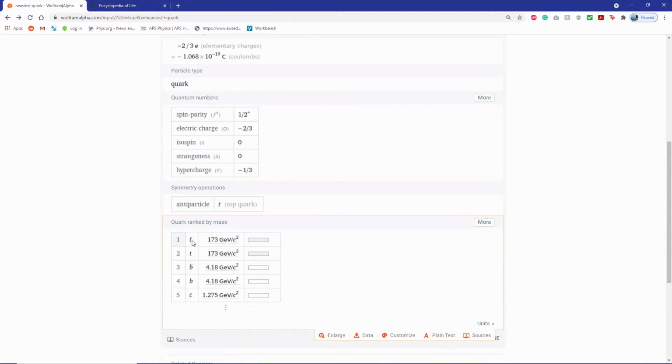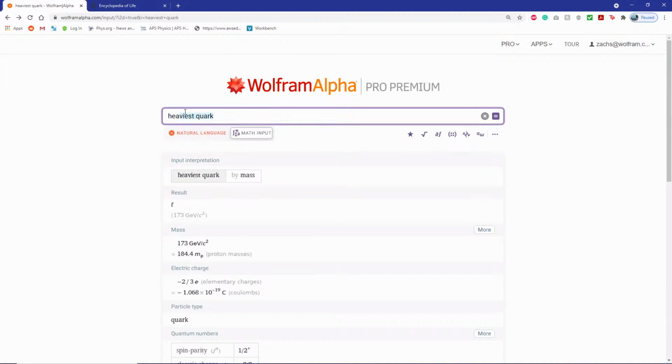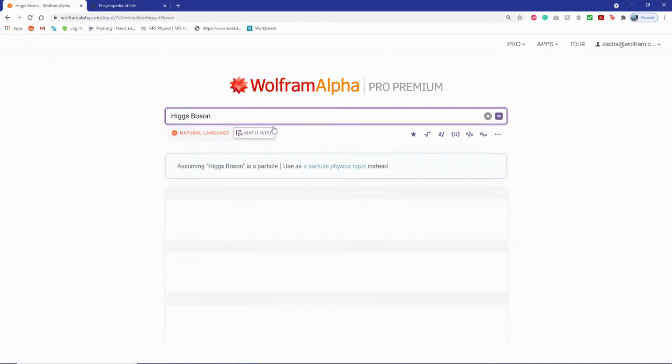This bar on it means that it's the anti-quark. This is the top quark, this is the bottom quark, and this is the charm quark. You can look up other things, like the Higgs boson, a very exciting boson that everyone talks about.